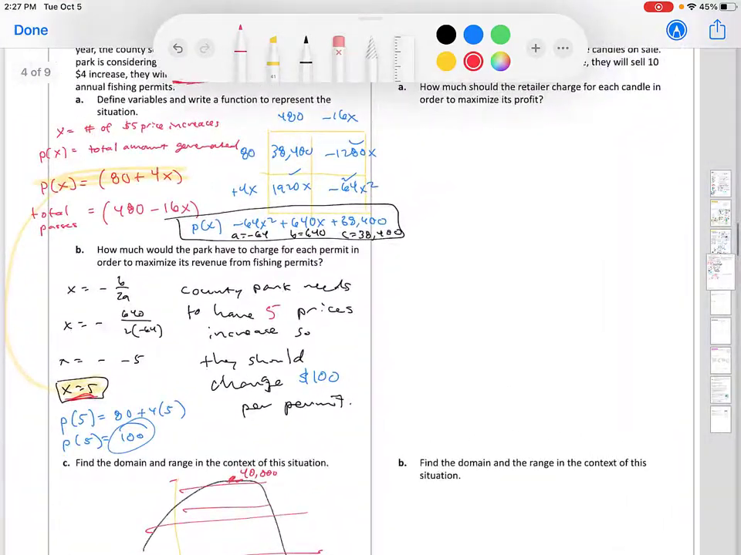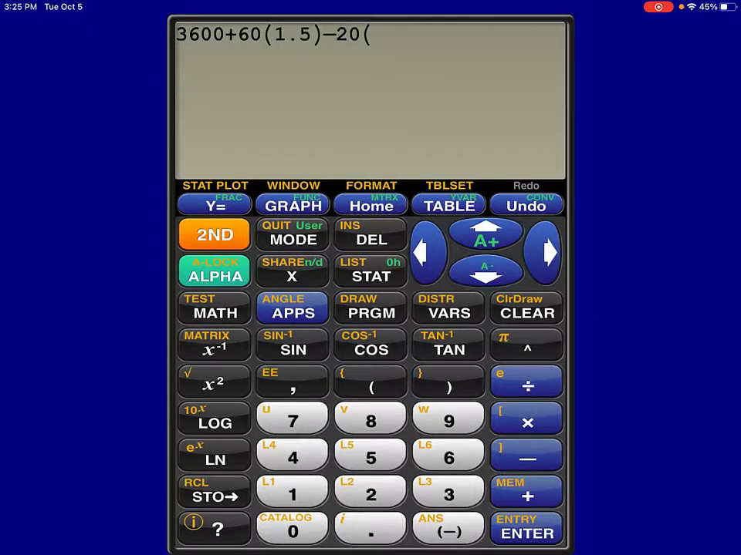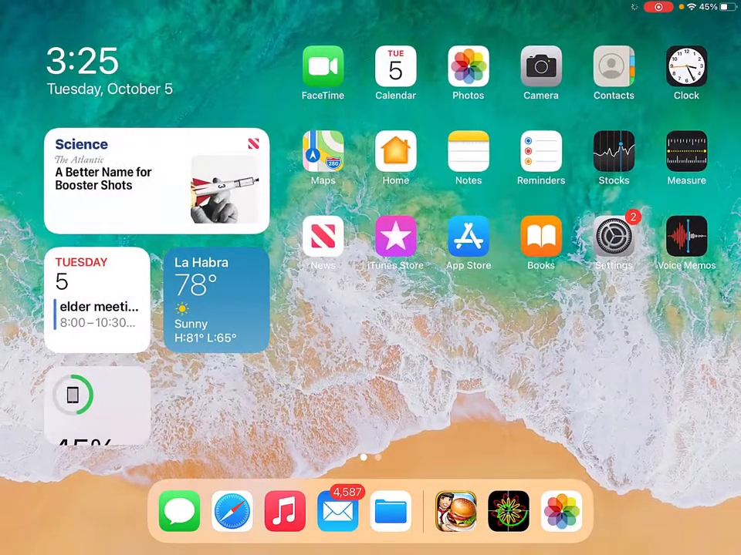All right, let's go ahead and do number 12. 1.5 squared. And we get 3,645. Oh, I did it again. I know what I did wrong.